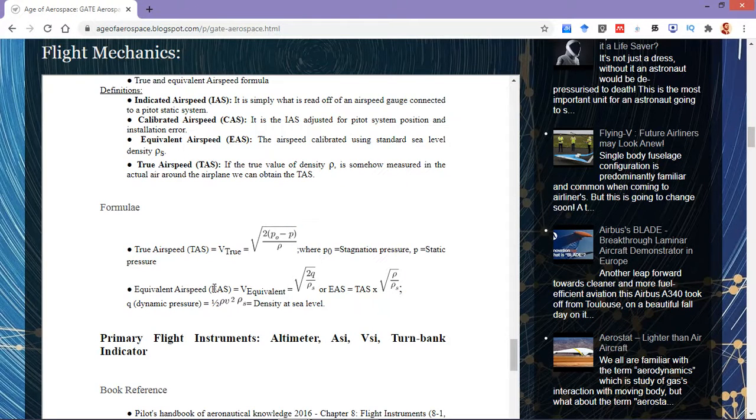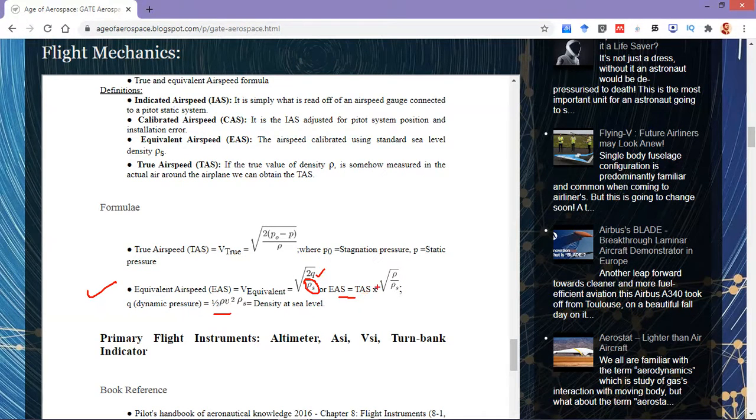Now, getting to equivalent airspeed. The formula for equivalent airspeed is basically derived from true airspeed, or ideally it can be written as the square root of 2 times Q, where Q is the dynamic pressure, divided by the density at sea level, which is 1.225 kilogram per meter cubed. So this is a standard quantity. The other important formula is EAS is equal to TAS times the square root of rho by rho s. Rho s stands for sea level density, and Q is nothing but the dynamic pressure, which is half rho v squared.